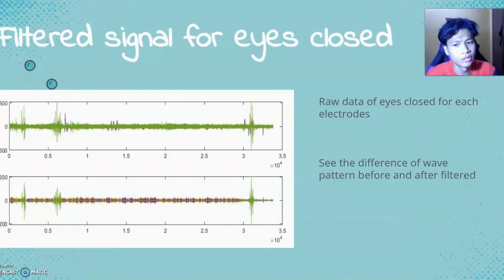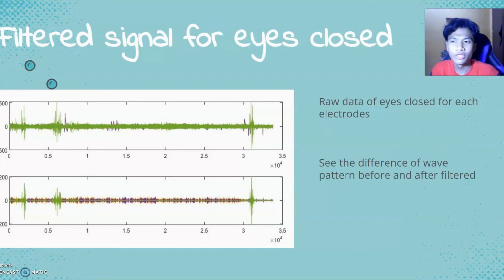Now we move to the filtering process, but before that, as I said before, the frequency range of this filter is from 8 until 13 Hz. This is because this range is alpha wave, because the alpha wave is the most dominant brainwave that is likely to be observed in EEG data.